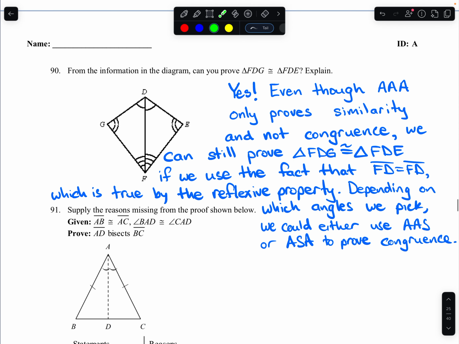Number 90, can we conclude that the two triangles here are congruent? Be careful, it looks like an angle trick, but these two triangles share side DF. So we can use that reflexive property, and then you can choose these two angles and the side and say angle, side, angle, or you could choose these two angles and say angle, angle, side. Either one of them would prove that the two triangles are congruent.